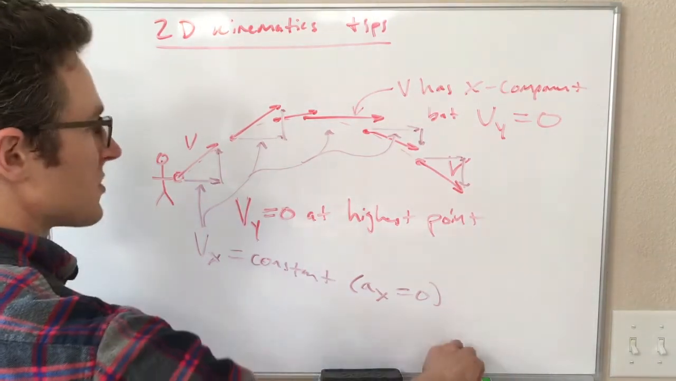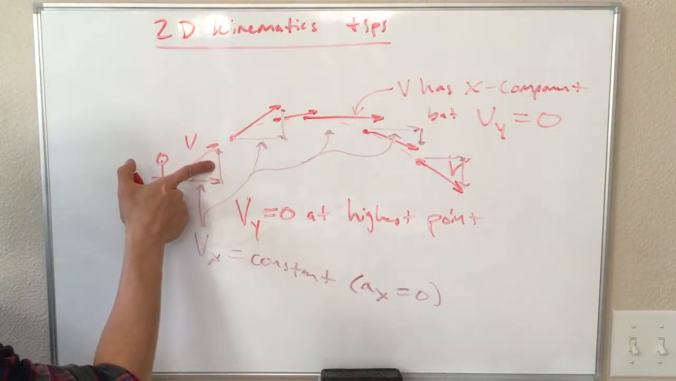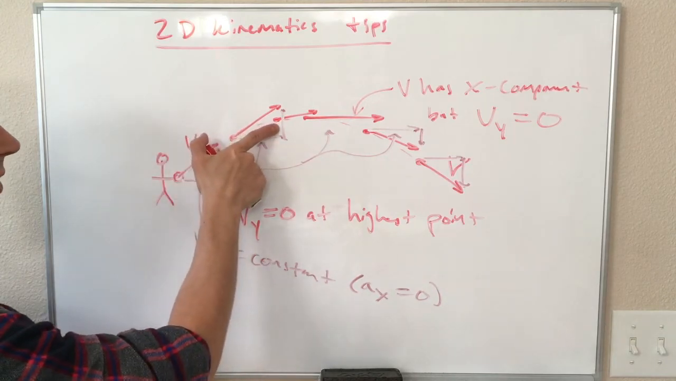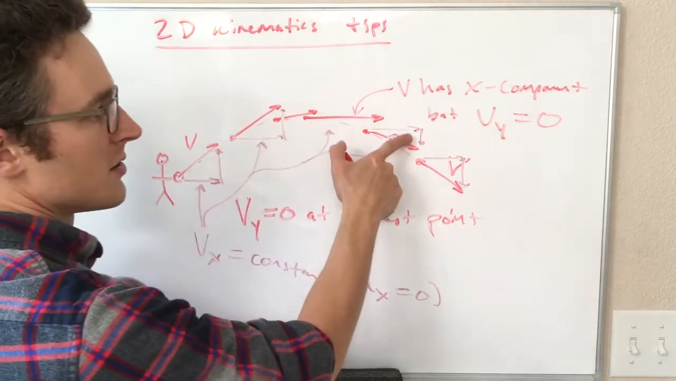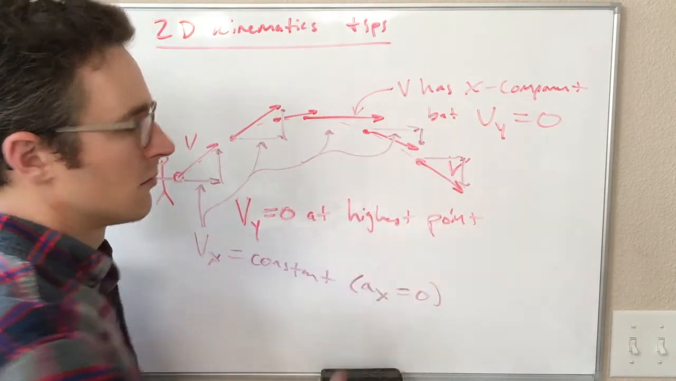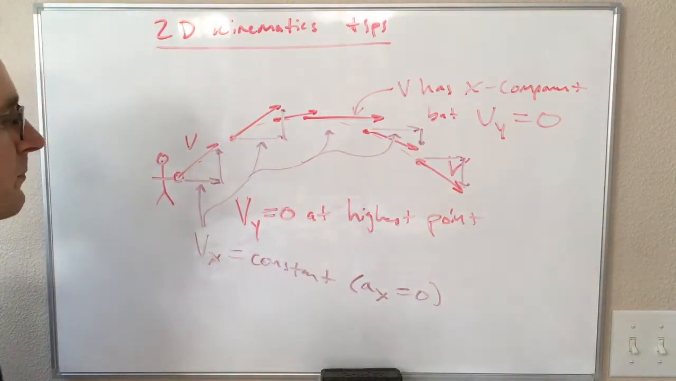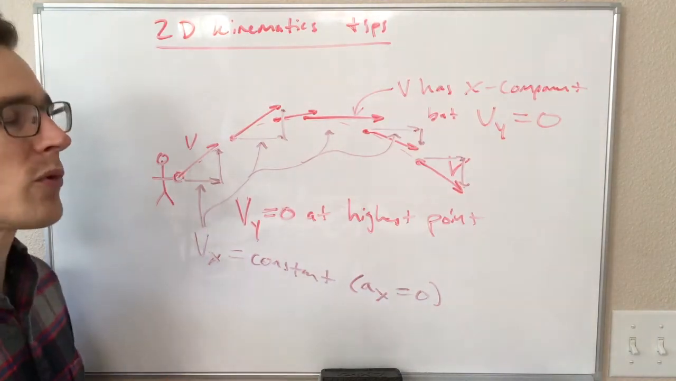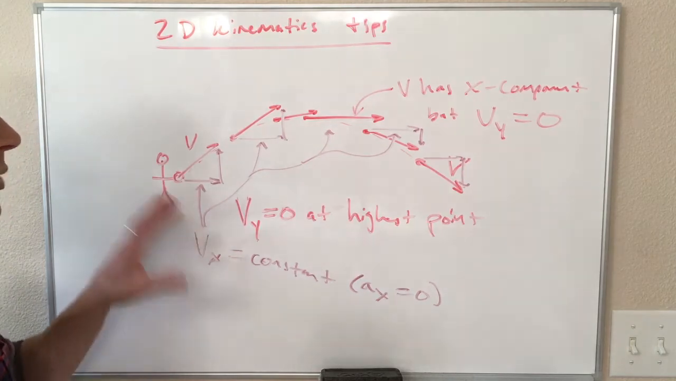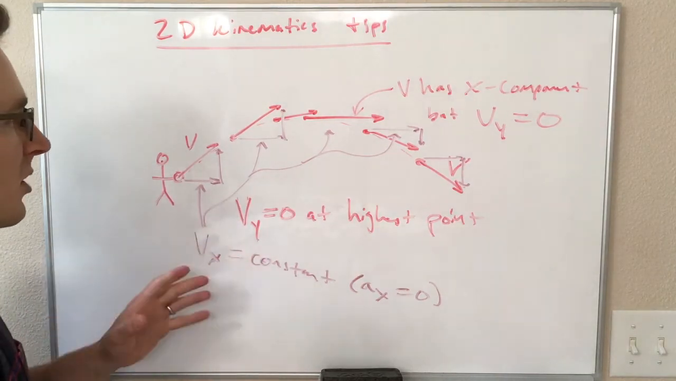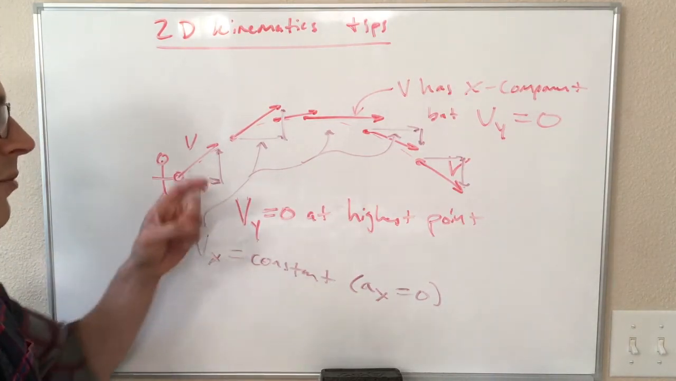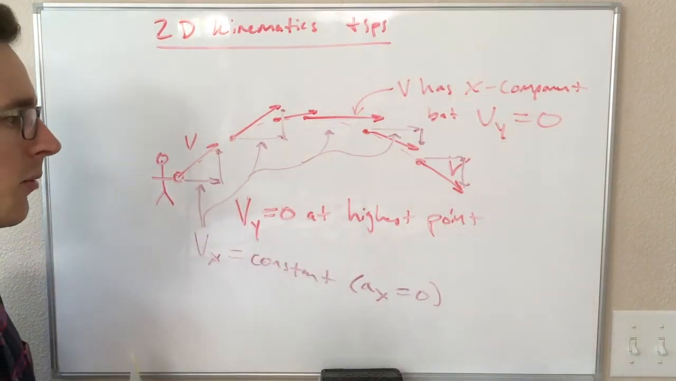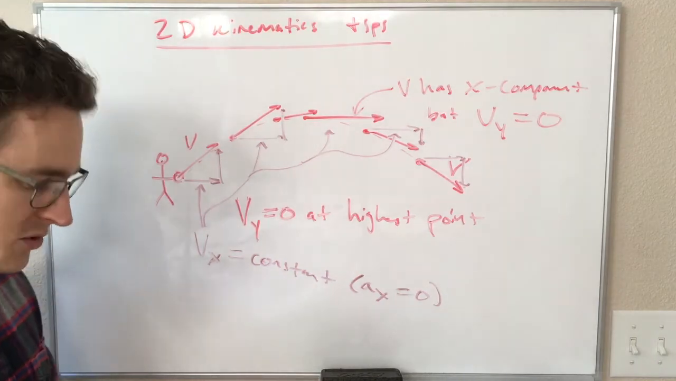Our y components are changing a lot. Here our y velocity is pretty big and up. Here it's up and a little smaller. Here it's 0. Here it's down and small. Here it's down and a little bit bigger. So with what's going on in the problem, we should have some idea of what to expect for the velocity components, depending on if an object is going up or down. We can draw a picture like this for any of these problems.